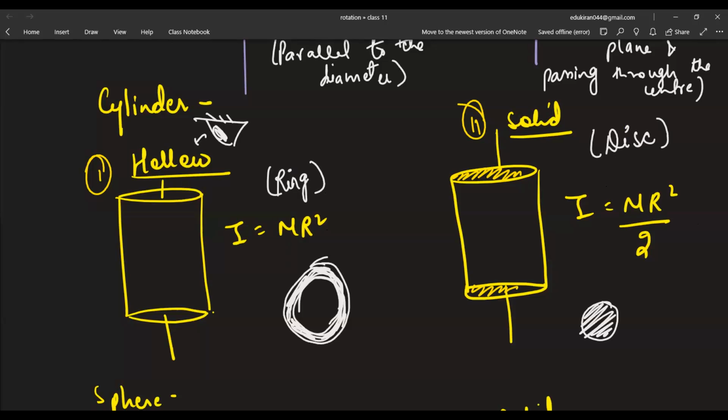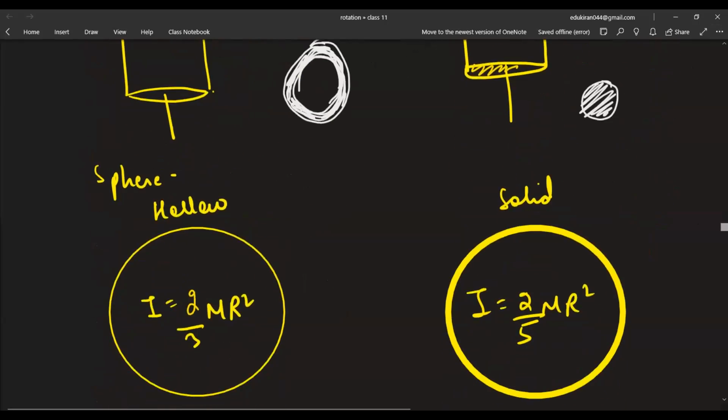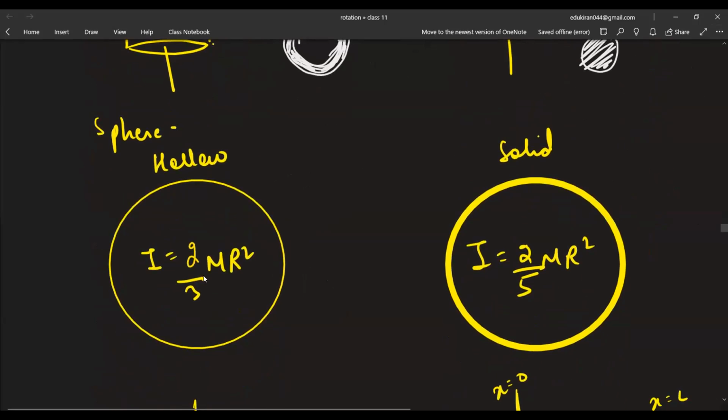Okay. Then comes the sphere. Sphere is a little different. Hollow sphere means it is again concentric. It's like this. This is a sphere. Inside it is also a sphere which is empty. So basically, hollow sphere has just an outer portion.